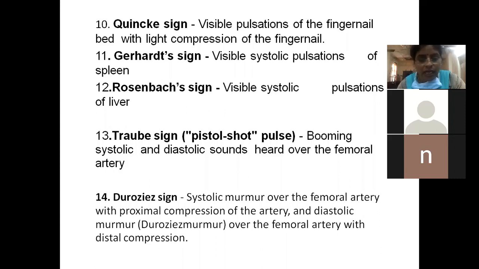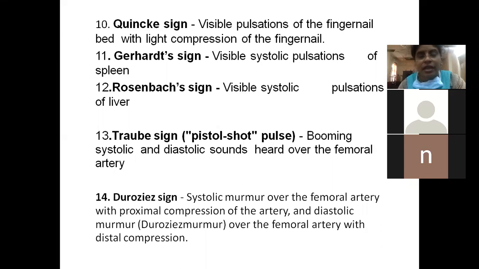And Duroziez's sign. Again, put your stethoscope over the femoral artery. If you compress proximally, a systolic murmur is audible. If you compress distally, you may hear a diastolic murmur. That is called Duroziez's murmur. But remember the 3 Ds: distal compression, diastolic murmur is called Duroziez's murmur.